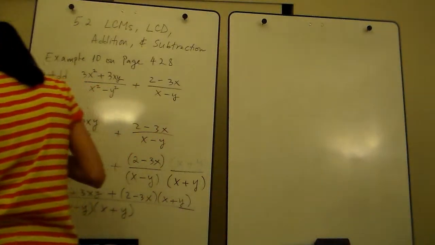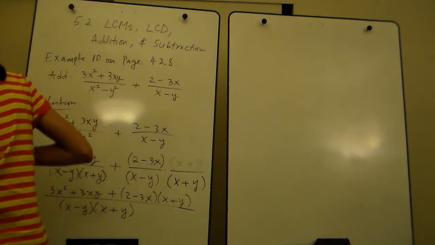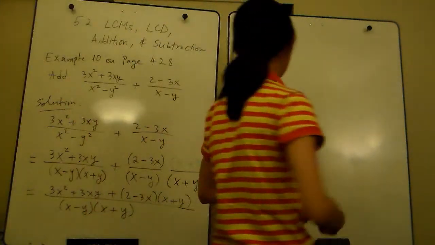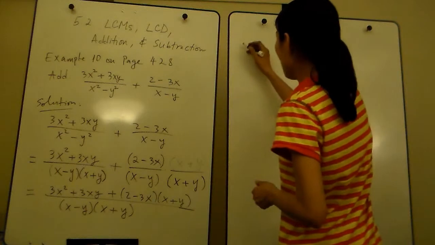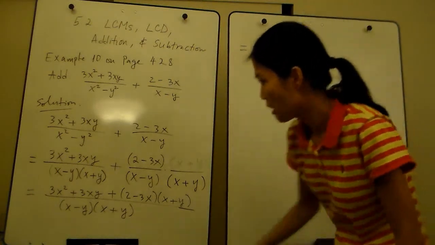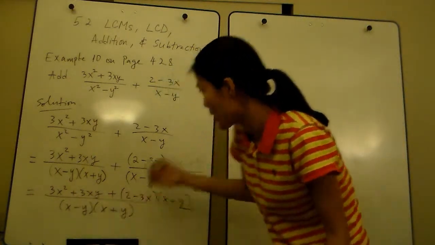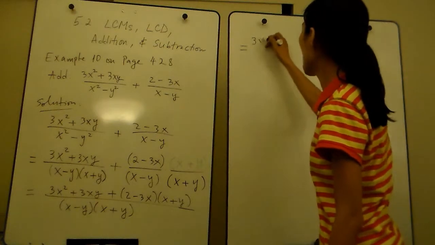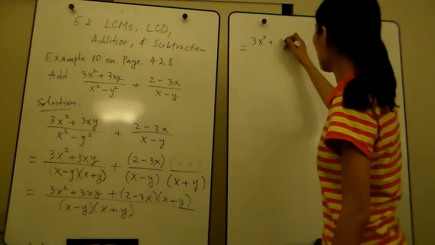All right, this is example 10. We're not done yet. We still need to simplify further. Equal sign here. 3x squared, 3xy. You cannot combine them, so just rewriting 3xy.